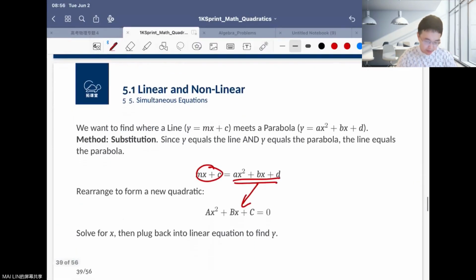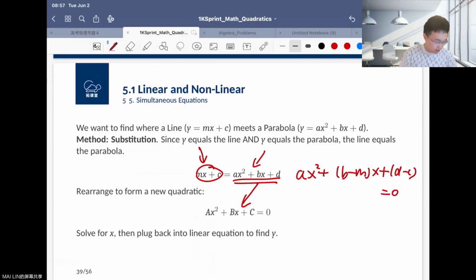Let's move into the first part about linear and nonlinear equations. On the left is a linear equation, y = mx + c, and the other is a nonlinear one, like a quadratic form, y = ax squared + bx + d. Put them on one side, which becomes ax squared + (b - m)x + (d - c) = 0.